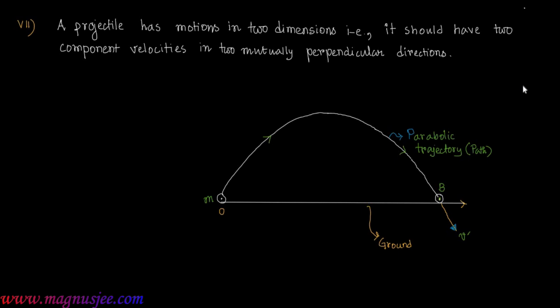V prime is the velocity with which the projectile strikes the ground at the point B, and at the point O, u is the initial velocity of projection. U is the velocity with which the projectile is thrown at an angle theta with the ground, and the projectile describes a parabolic path. We can consider two mutually perpendicular components, that is, the rectangular components UY and UX.